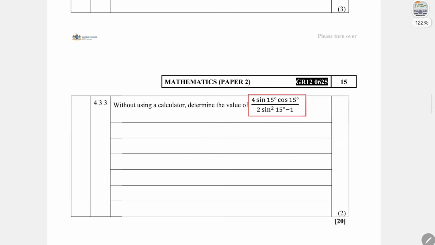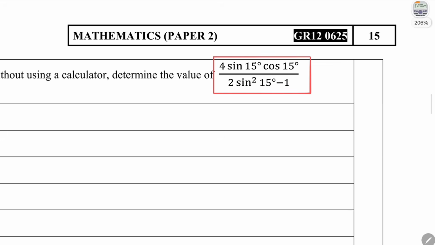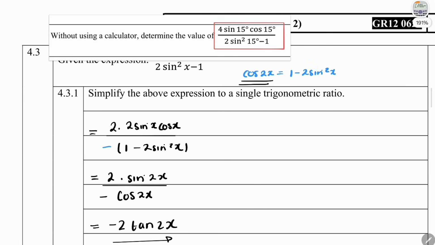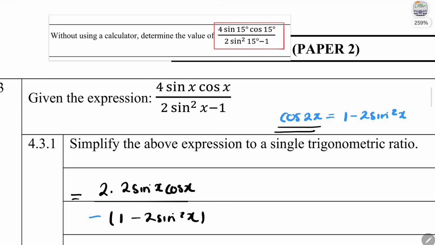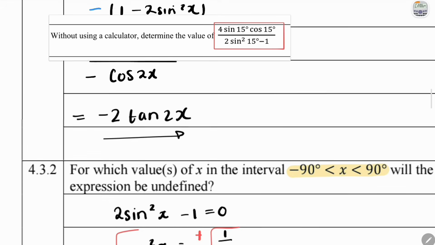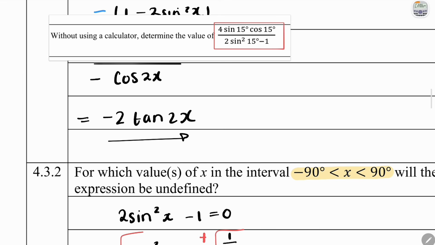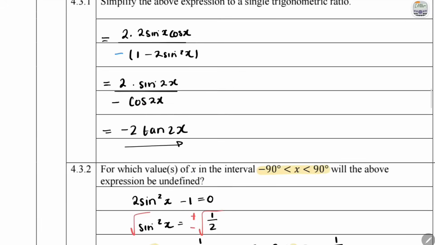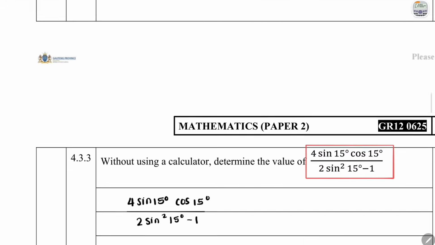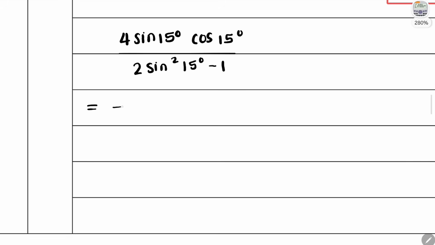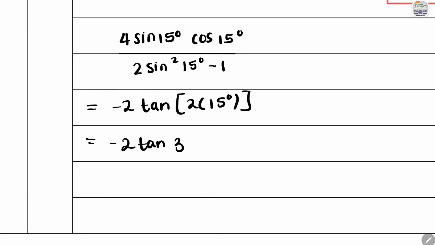Okay, if we compare this to the previous question, do you see that it's following the same form? So in place of x, we can just call that 15 degrees. Whatever this simplifies to, we're just going to replace that with 15 degrees. So this simplifies to, like this one, negative 2 tan 2x, but our x is 15 degrees. So negative 2 tan 2 multiplied by 15 degrees. And so this is really just equal to negative 2 tan 30 degrees.